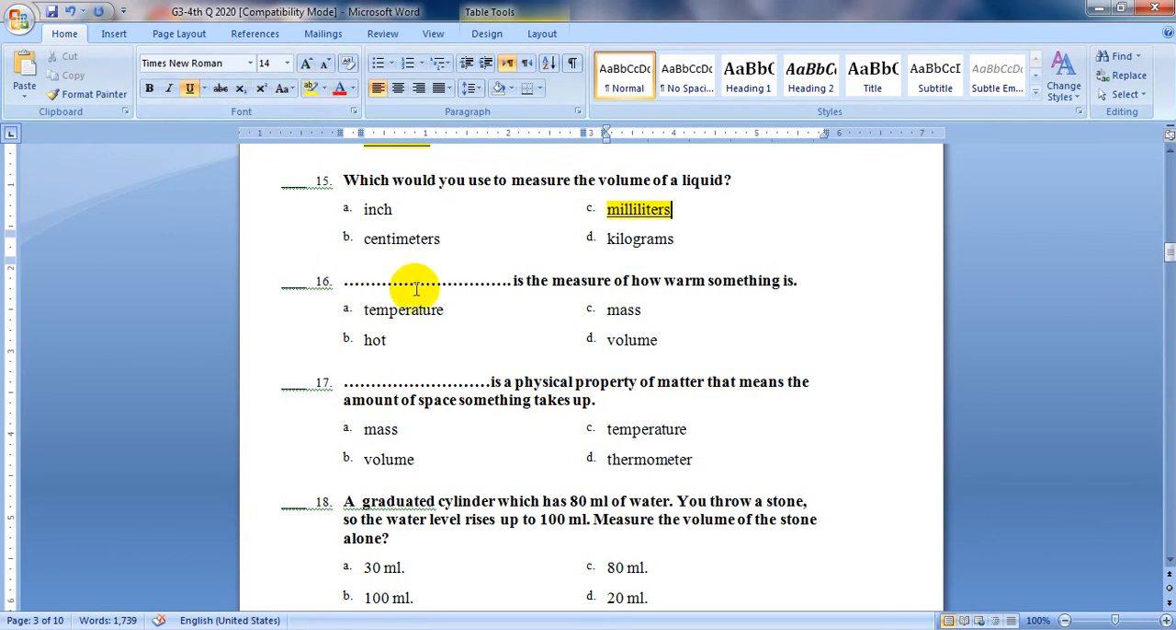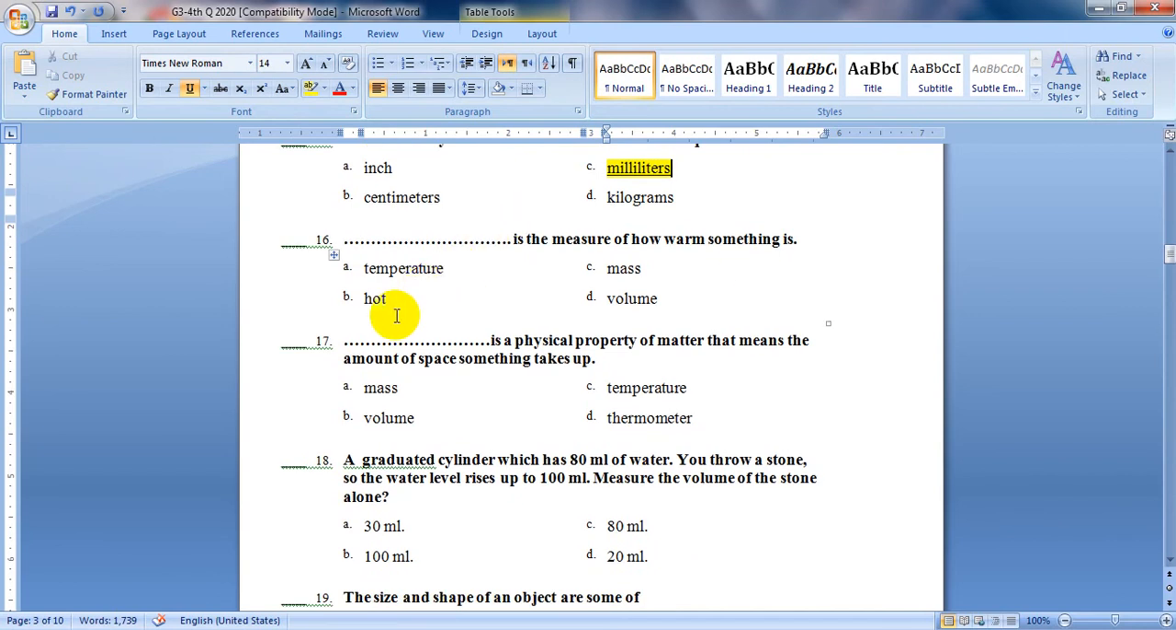16. Temperature is the measure of how warm something is. How warm, hot or cold. Is it temperature, hot, mass, volume? It is temperature, letter A.